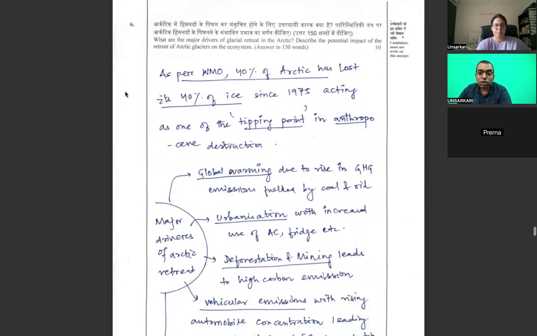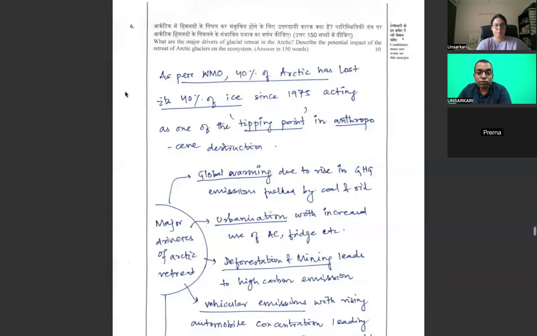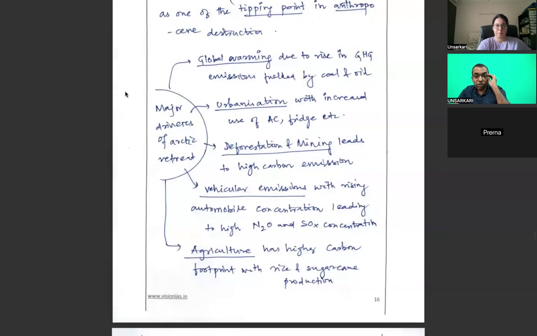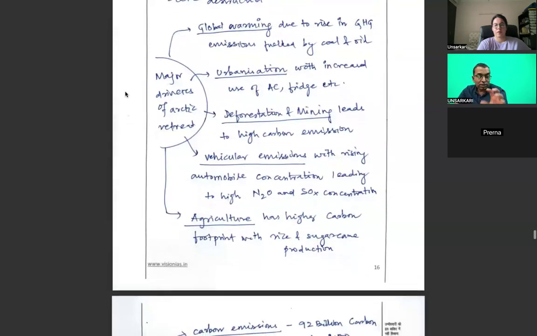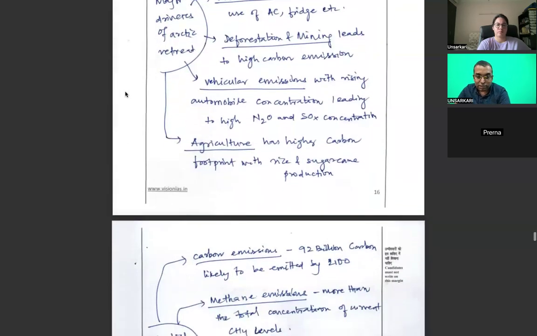Coming again to the final round with respect to glacier retreat, WMO, 40% of Arctic, 40% since 1975, acting as a tipping point. Okay, they have discussed anthropogenic destruction. Major drivers: global warming, urbanization, deforestation, vehicular emissions, agriculture. So a little bit more generalized, a little bit more simple, but then that's fine.